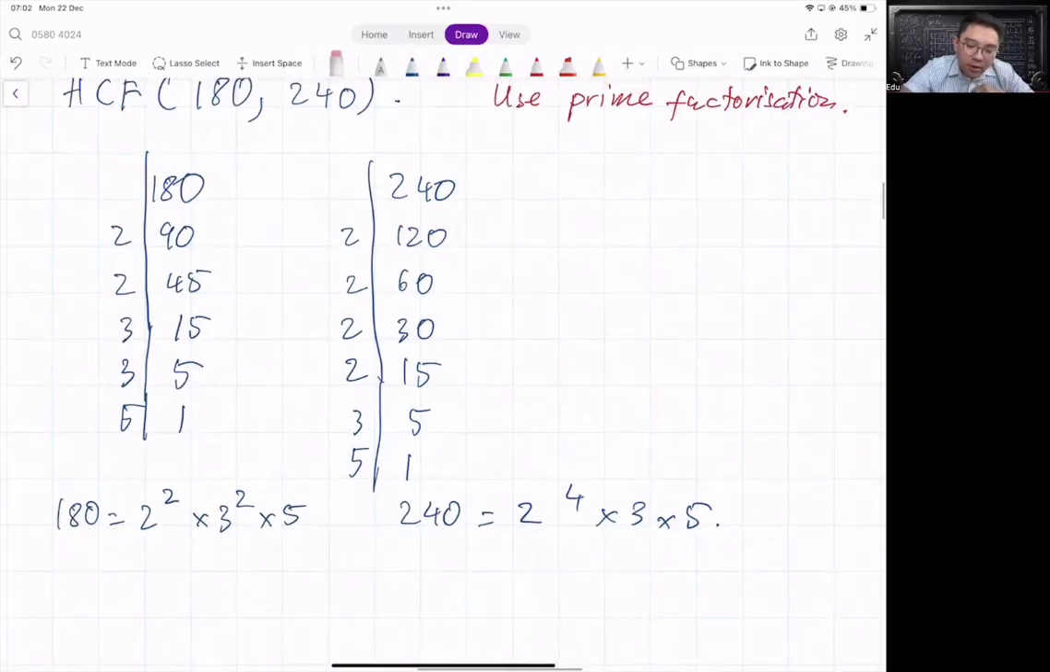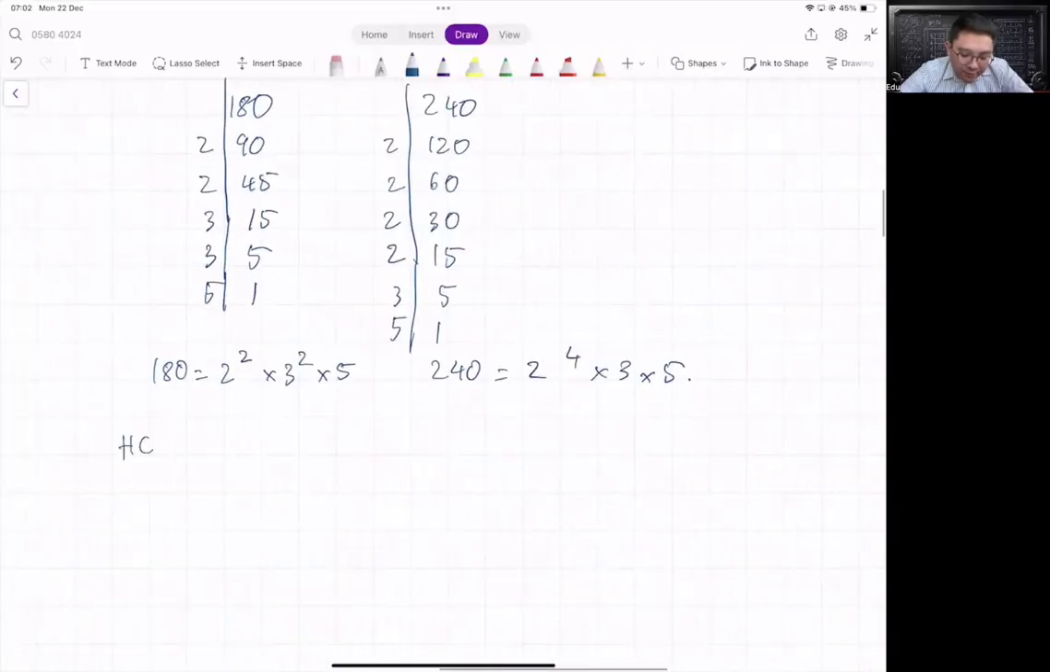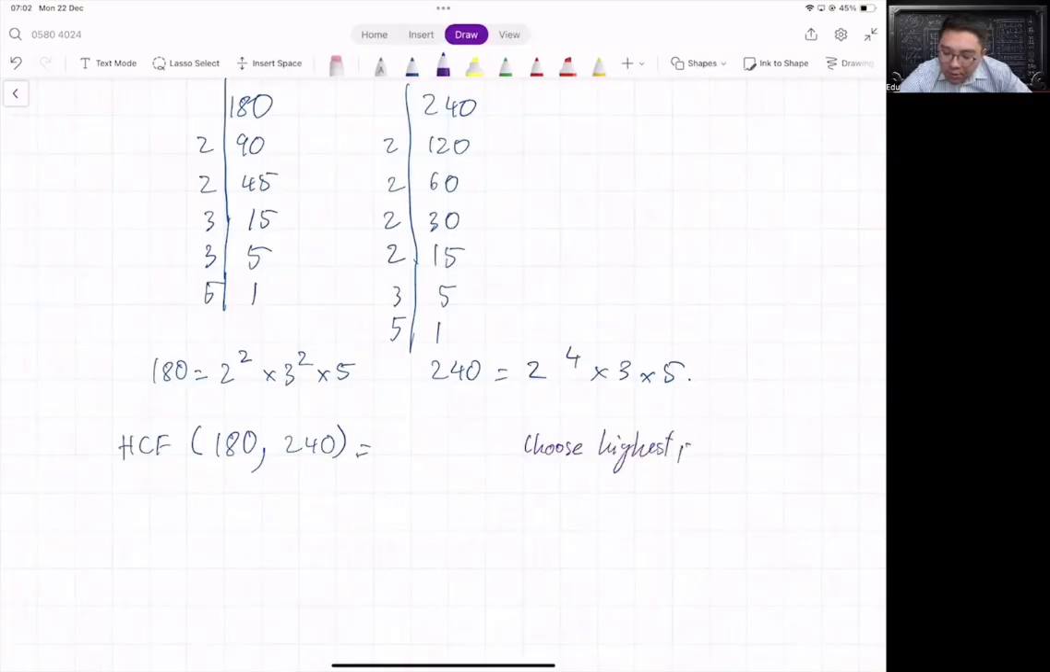for the highest common factors, okay, for 180 and 240, we are going to choose the highest possible combination that appear in both of the numbers.